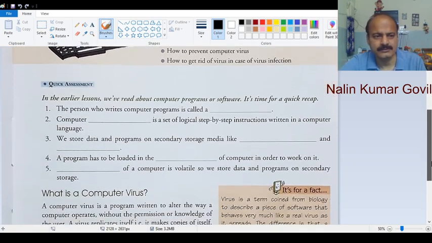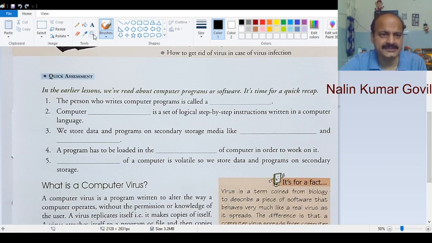Before that, we will solve some fill in the blanks which are given in your book on the first page, and these questions are from the previous class. Clear? So the first question is, the person who writes a computer program is called a blank. So everybody knows its answer will be the programmer. So I am writing here the programmer.